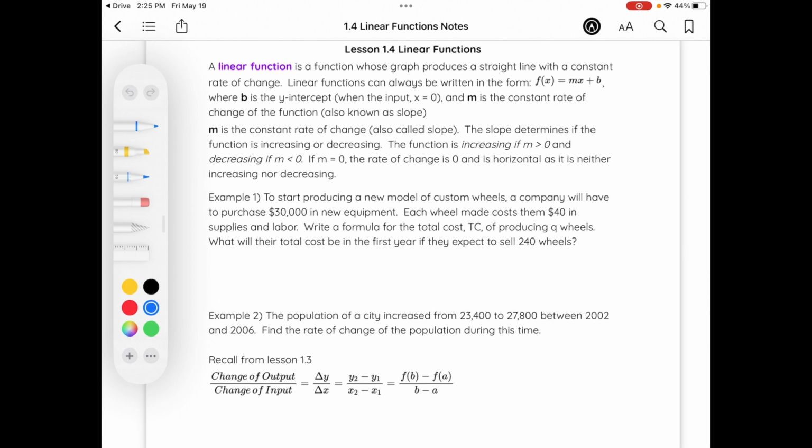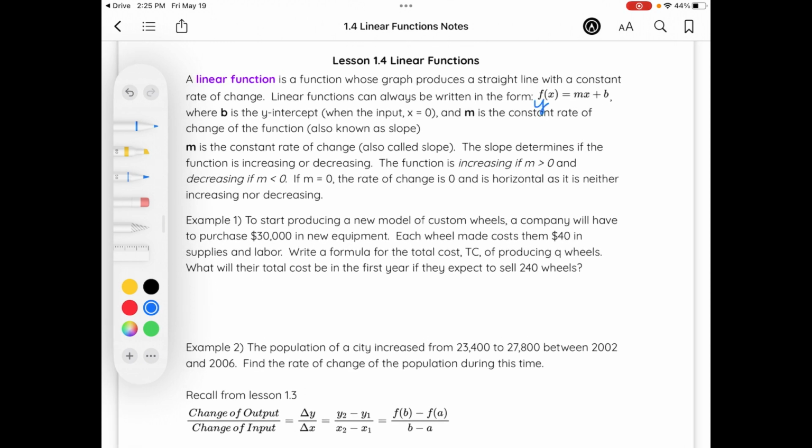where f of x we know is just fancy wording for y, so y is mx plus b, where b is the y-intercept and m is the constant rate of change, also known as slope. The slope determines if the function is increasing or decreasing. So if our slope is positive, our function is increasing as we move from left to right. And if our slope is negative, our function is decreasing as we're moving from left to right.